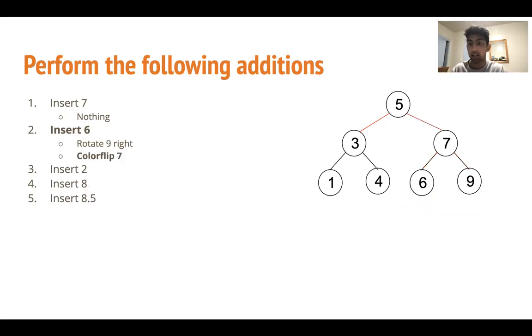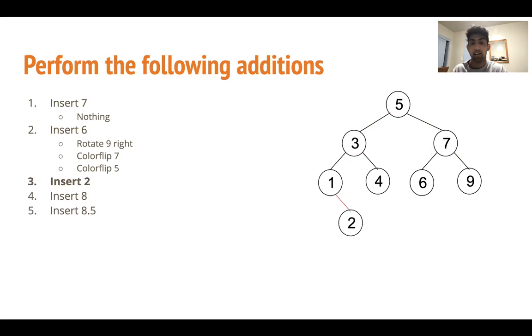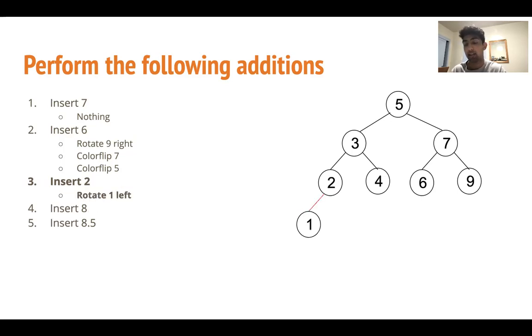So after doing a color flip, we see that now 7 has joined the root node, but now the root node is overstuffed as well. So to remedy this, let's do another color flip on 5, which signifies pushing 5 to that layer above. Nice. So moving on, the next thing that we're going to do is the insertion of 2. After inserting 2, the only problem is that 2 is a right child of 1. To deal with this, we want to rotate 1 to the left so that now 1 is going to be the left child of 2, like so.